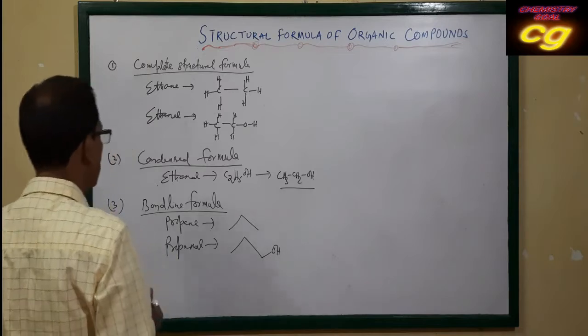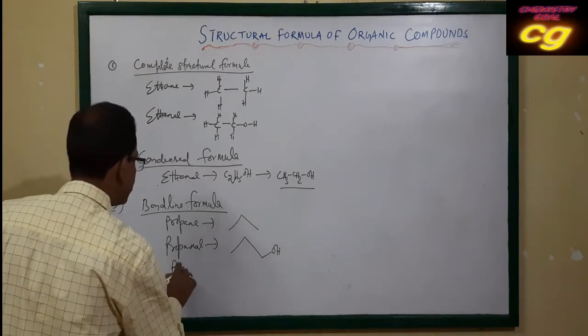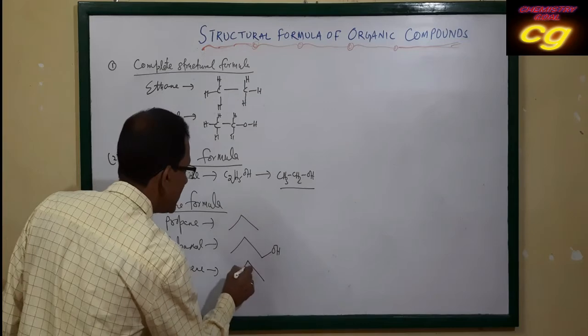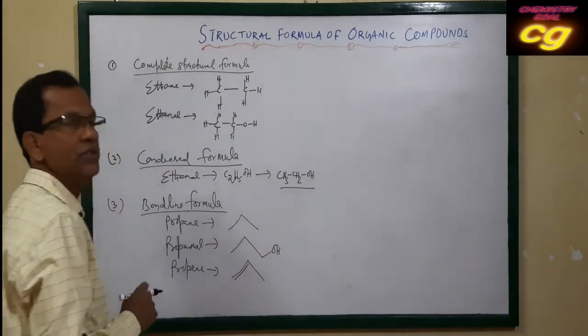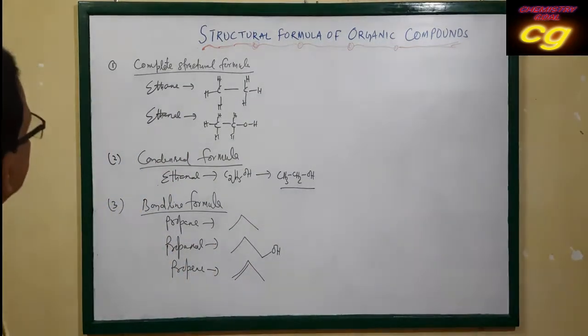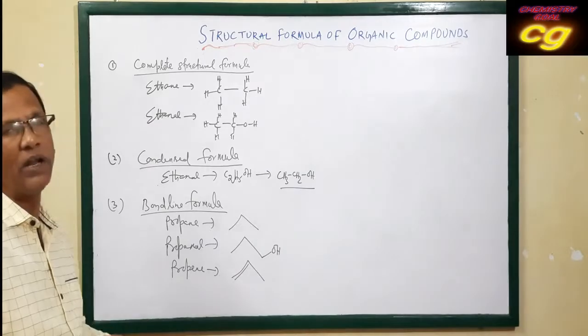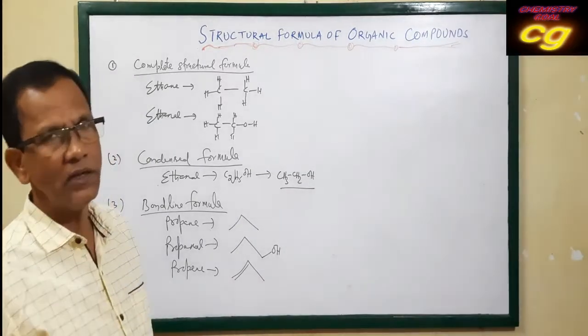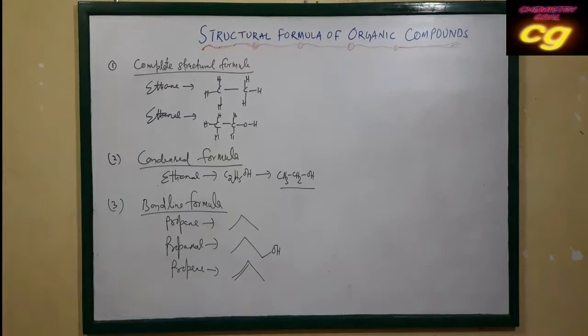Okay, and you can also draw a double bond. Suppose propene. In propene, you show the double bond at any position. This type of structure is called the bondline formula, only showing bonds without showing the atoms. So this is the bondline formula, the condensed formula, and the complete formula.